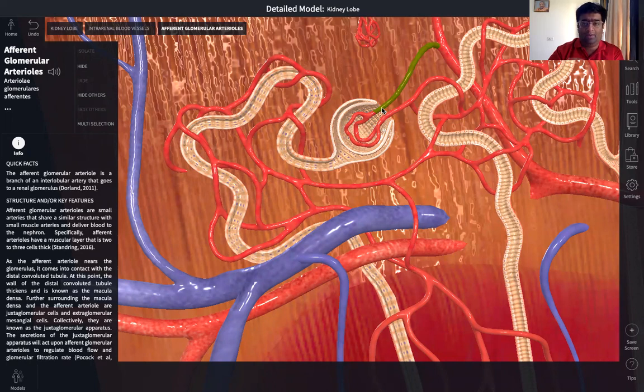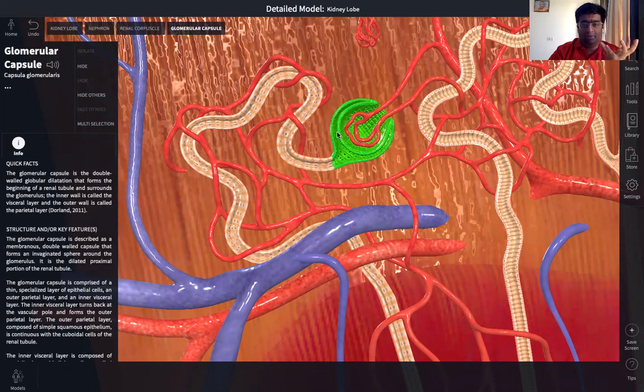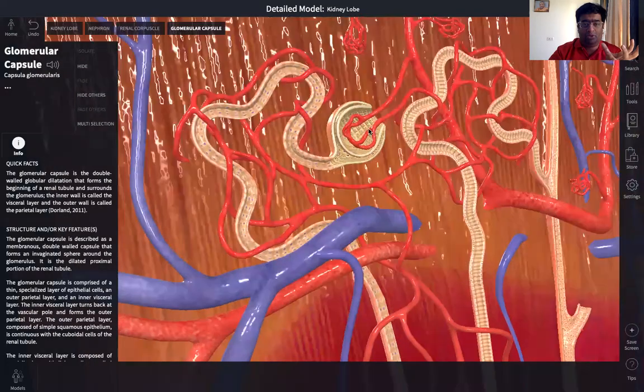Afferent arterioles are the blood vessels that carry blood towards the glomerulus, while efferent arterioles are the ones that carry blood away from the glomerulus. Now remember, the glomerulus is a network of blood capillaries that are lodged within the concavity or the depression of the Bowman's capsule. The Bowman's capsule, I repeat, is the cup-shaped structure.